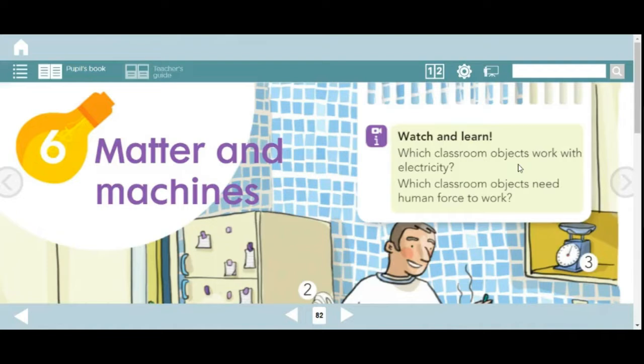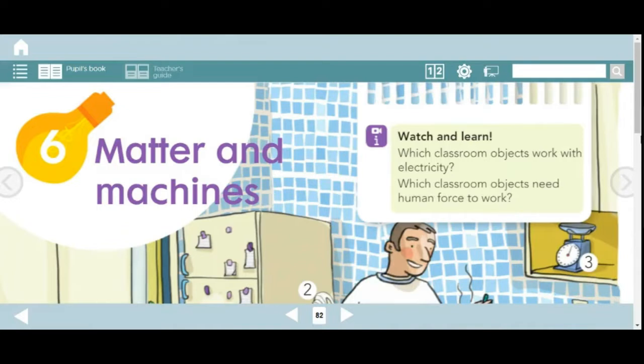Maybe you are thinking about the computer, or maybe you are thinking about the board. The second question: which classroom objects need human force to work? It means, which objects need people to work? Maybe we can find a stapler, or a pencil, or a sharpener. These ones are objects.